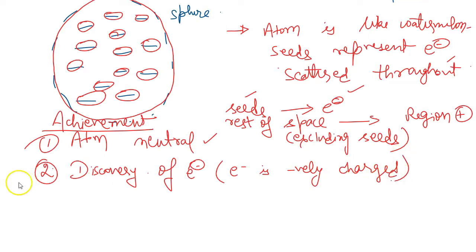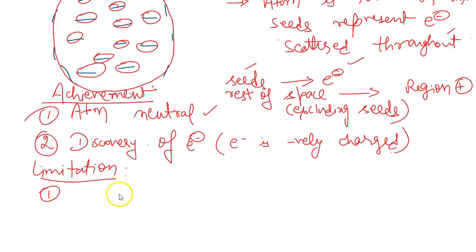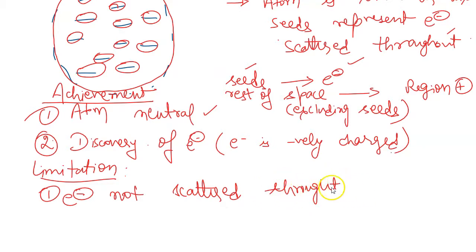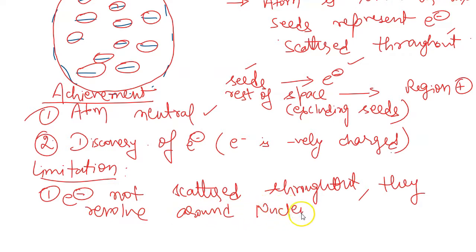But if we talk about limitations, there are numerous limitations. A few limitations we will just see. First, electrons are not scattered throughout the atom. This is what we know, and that was wrong in his hypothesis. Electron is not scattered throughout. Instead, they revolve around the nucleus. They revolve around the nucleus.